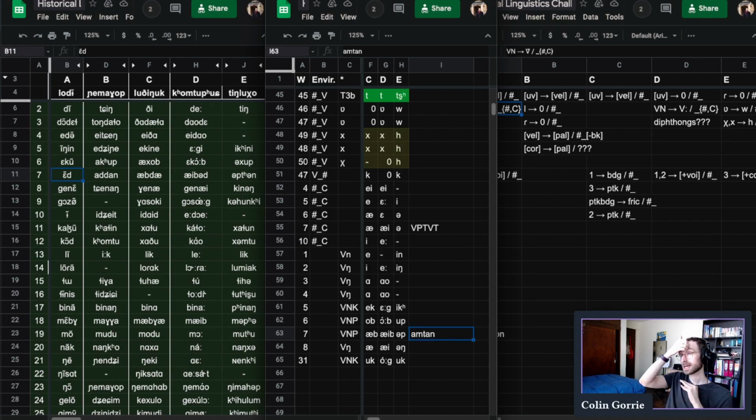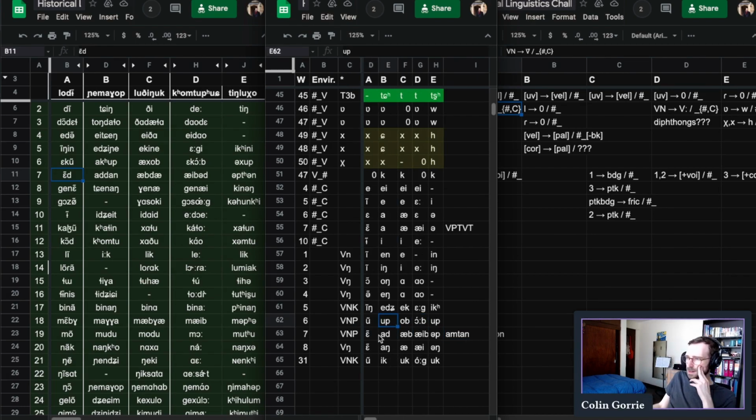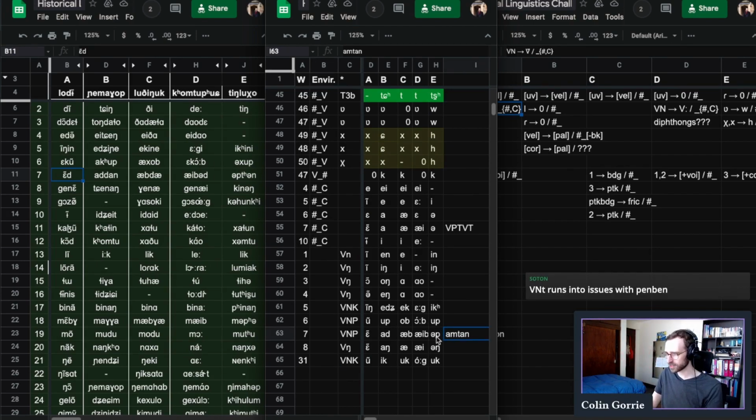Or maybe let's go back over here. Maybe it is just a voiced stop. I'm going around in circles here. Chat, what's going on? Let's try and corral our resources. What are the options for words like 5, 6, 7, and 31?